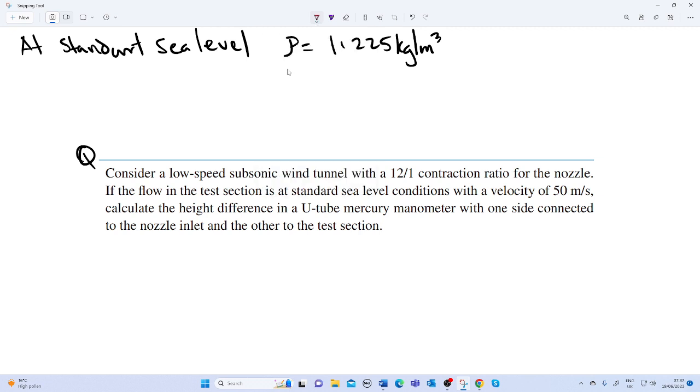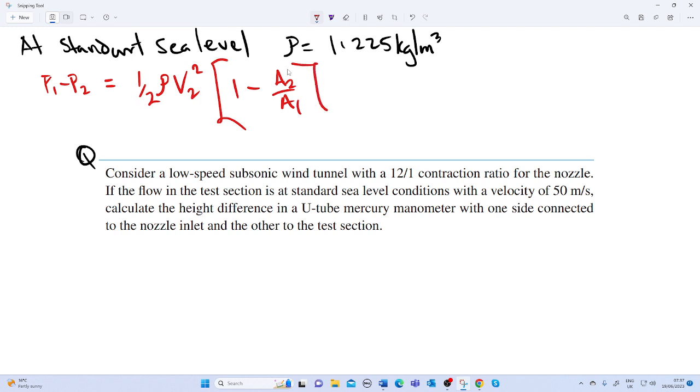Now, by using the equation for the variation of pressure under a manometer tube connected to the throat of the nozzle, you can deduce that the variation of the pressure P1 minus P2 equals the dynamic pressure equation, which is half rho v squared times the bracket of 1 minus the ratio of the throat A2 to A1, squared.